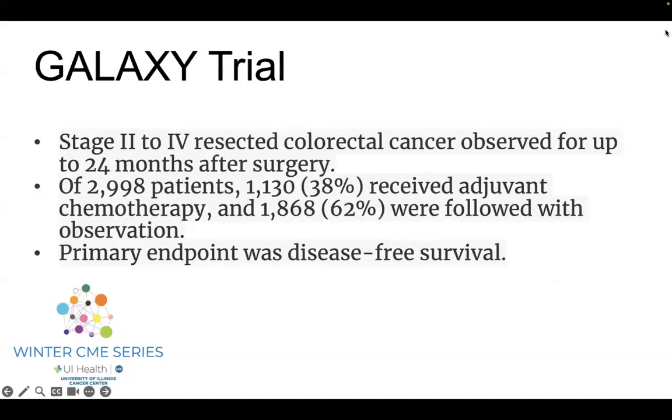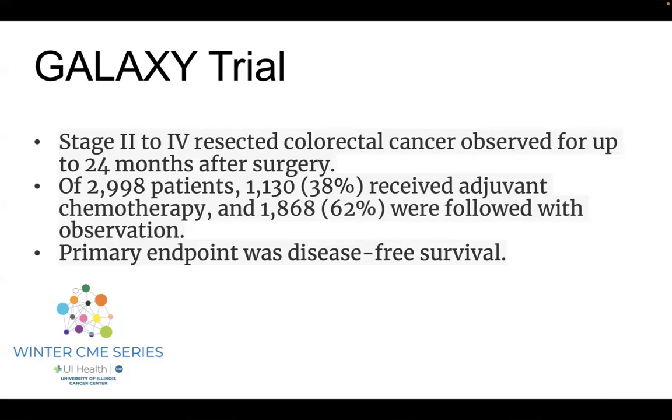So the BESPOKE trial was really helpful for helping us better determine and describe the benefits of MRD and ctDNA testing when you're trying to figure out adjuvant therapy versus no adjuvant therapy, as well as having informed conversations with patients. The GALAXY trial looked at stage 2 to 4 resected colorectal cancer patients, and they were observed for up to 24 months after surgery.